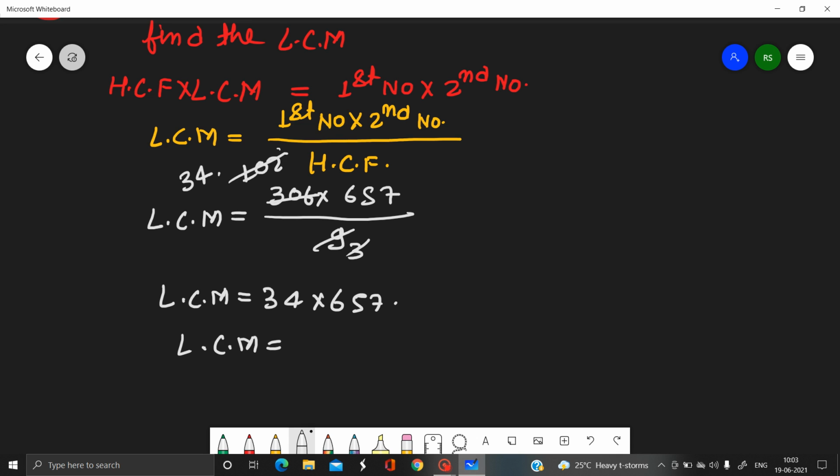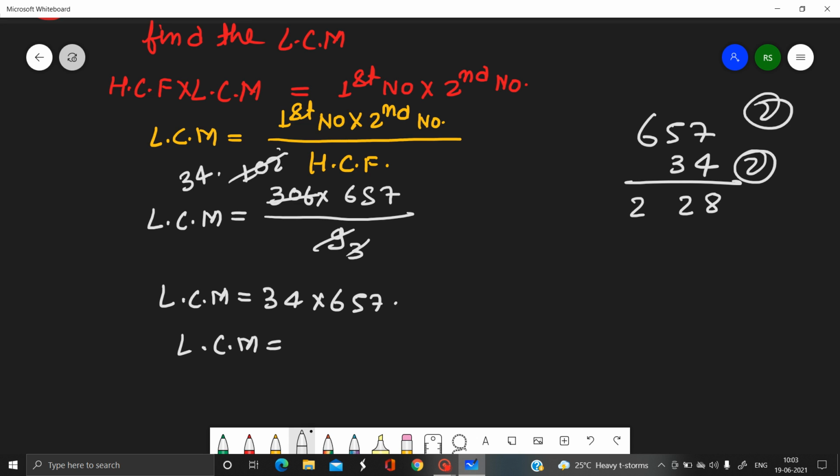Let's see what is the multiplication of these two numbers. So 7 4s are 28, carry forward 2. 4 5s are 20 plus 2 will be 22, carry forward 2. 6 4s are 24, 24 plus 2 will be 26. 3 7s are 21, carry forward 2. 3 5s are 15, 15 plus 2 will be 17, carry forward 1, and 3 6s are 18 plus 1 will be 19.